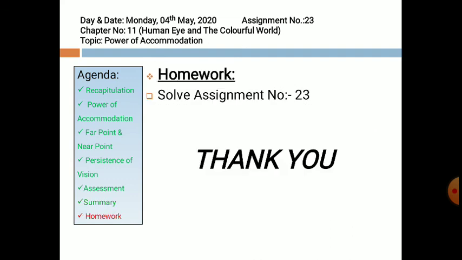In the last, there is homework for you. You have to solve assignment number 23.